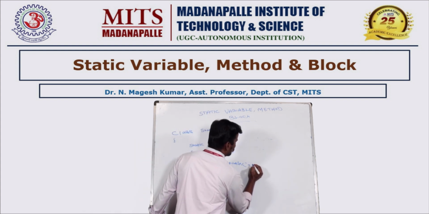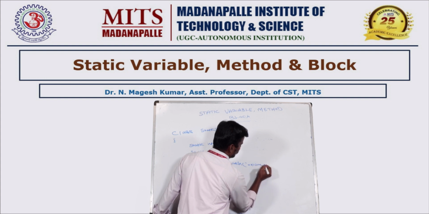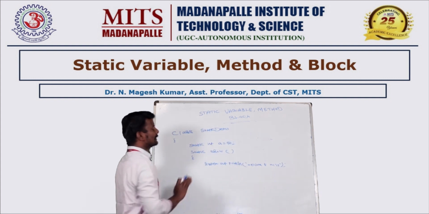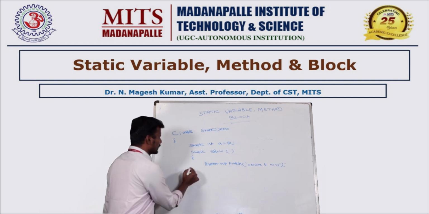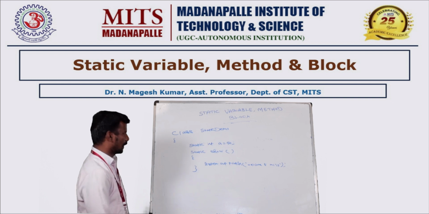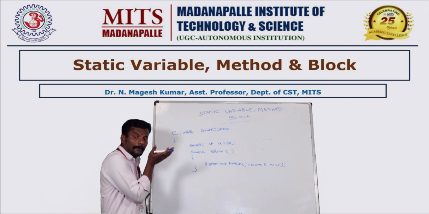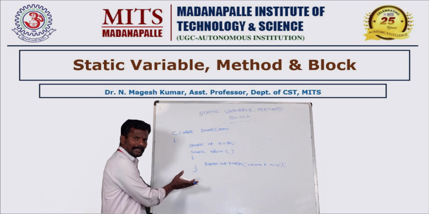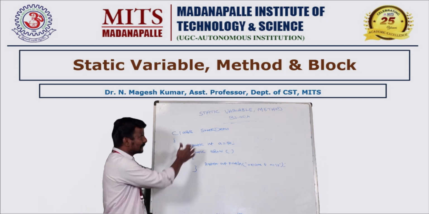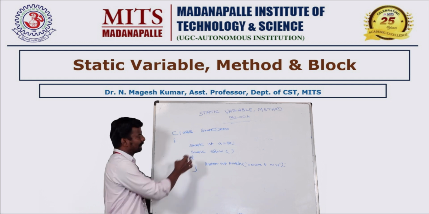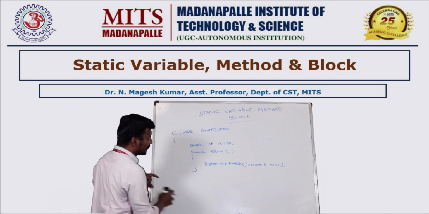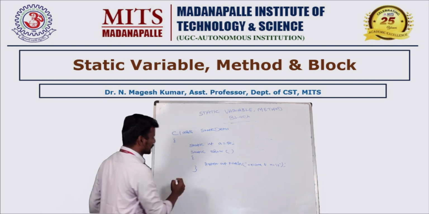I have to specify one task: welcome to MITS. So this is a task I have to define within the method. Now next I have to use the main method. I already told you any variable can be declared within the class and above the main method, and that is known as a static variable. So here is one static variable. Now I have to specify the main method.